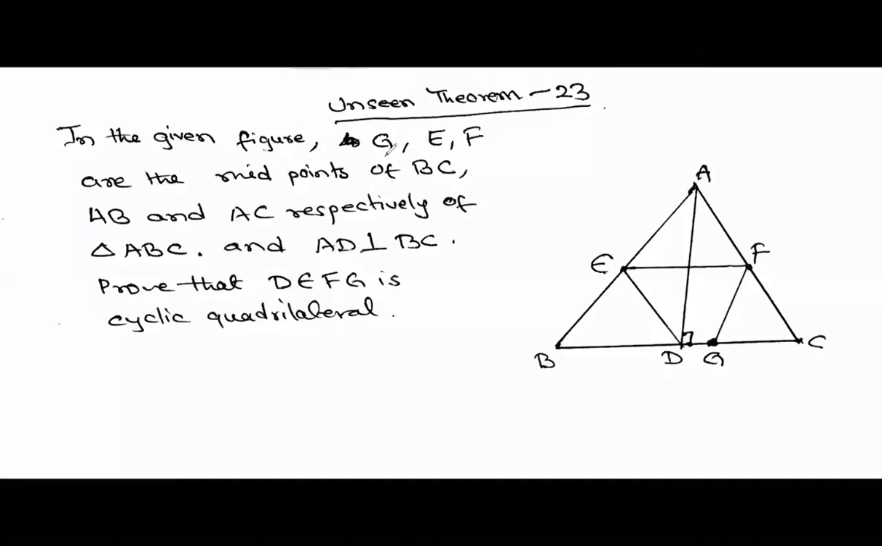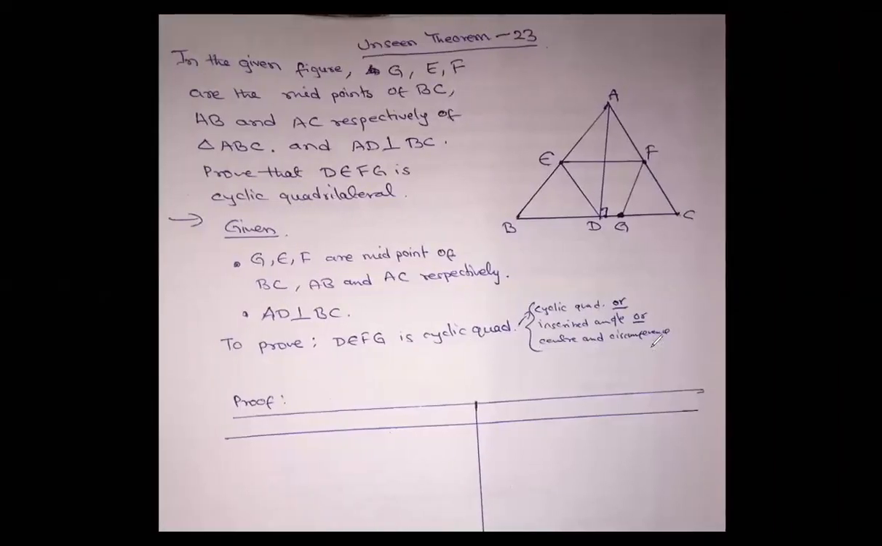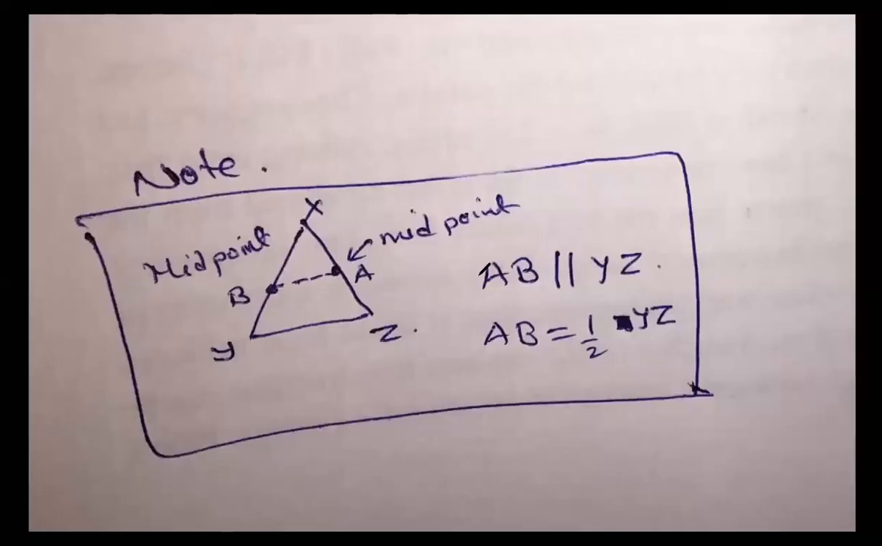So in the given figure, G, E, F are the midpoints. G is the midpoint of BC, E is the midpoint of AB, and F is the midpoint of AC. So these are the midpoints of these three lines. And one thing we have learned in class 9, hope you remember it: whenever there are two midpoints, this and this one.